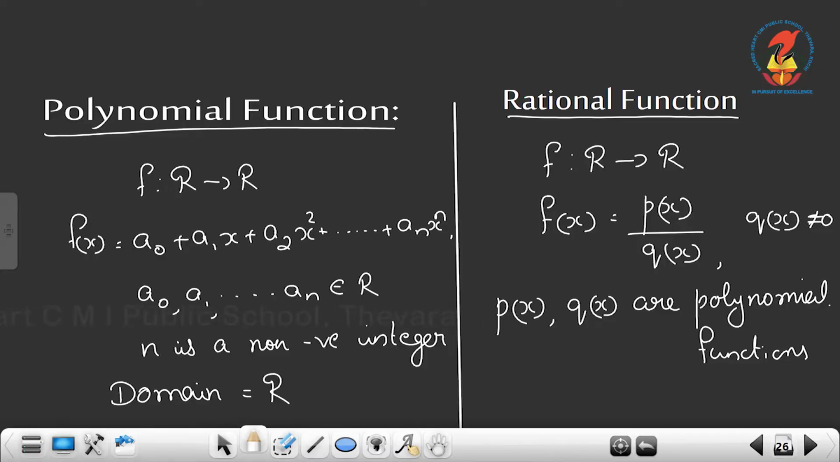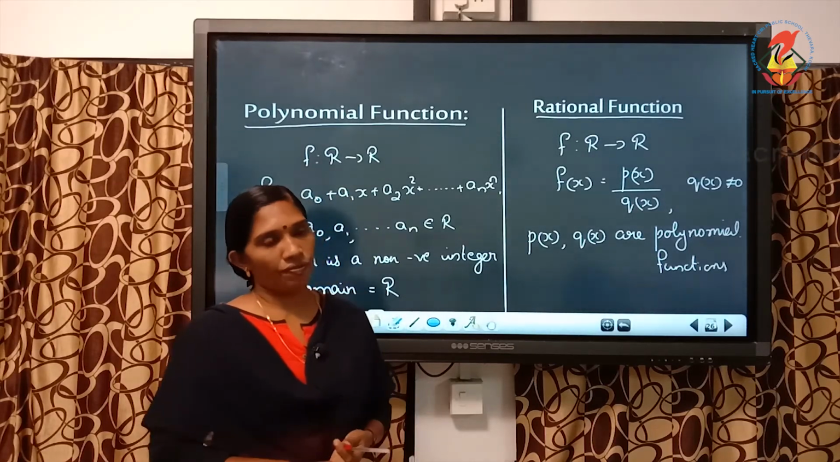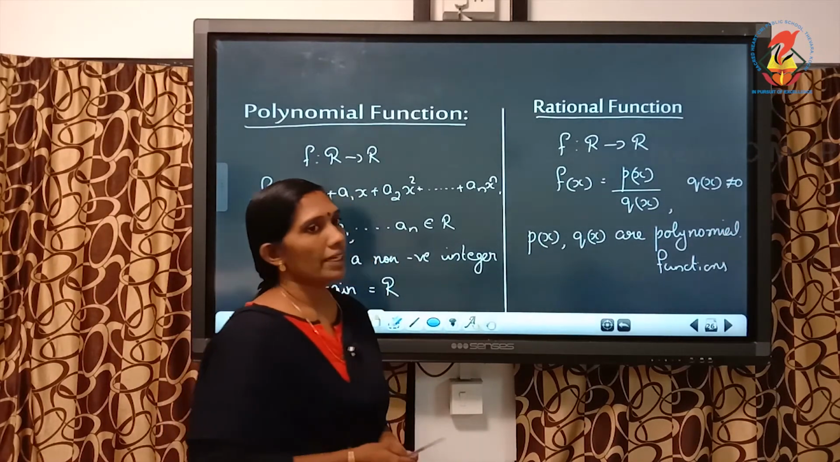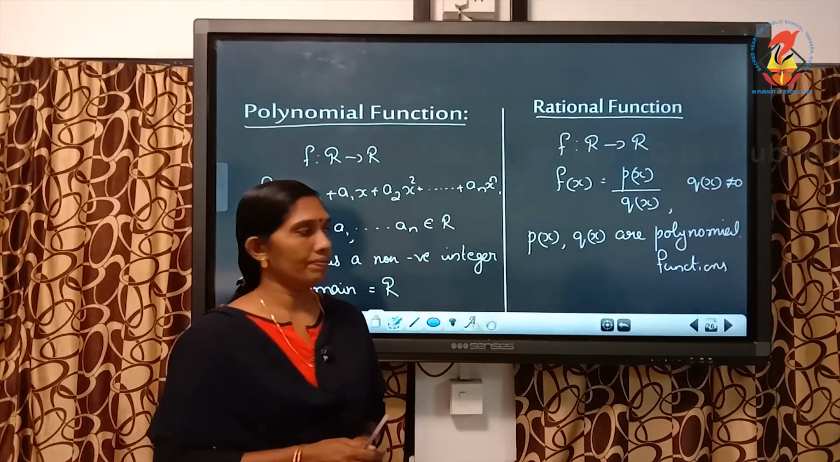Then rational function. A function f from R to R is said to be a rational function if f of x is equal to p of x by q of x, where q of x is not equal to 0, and p of x and q of x are polynomial functions. Domain, range and graph, we can't say anything about it, depending on the nature of the polynomial.